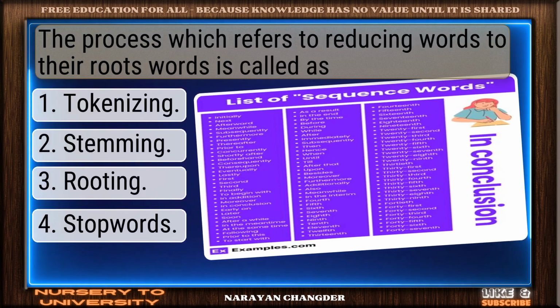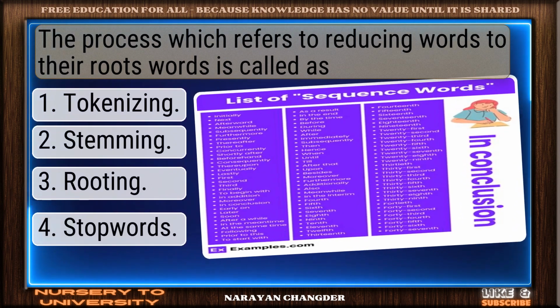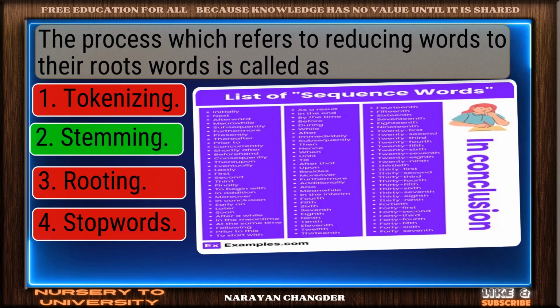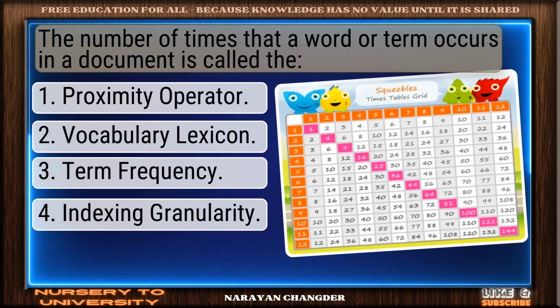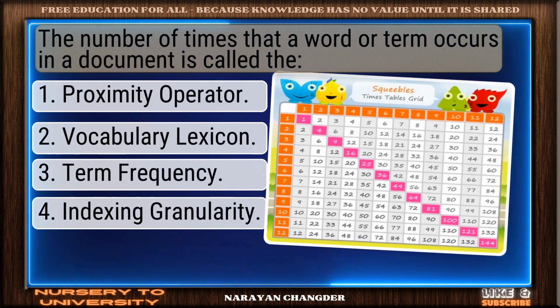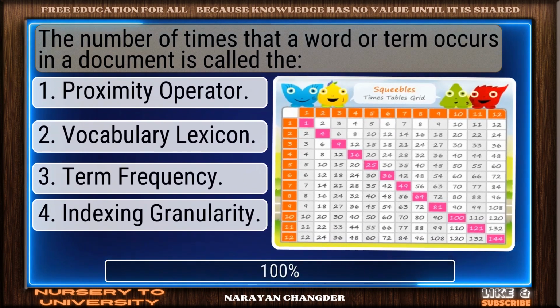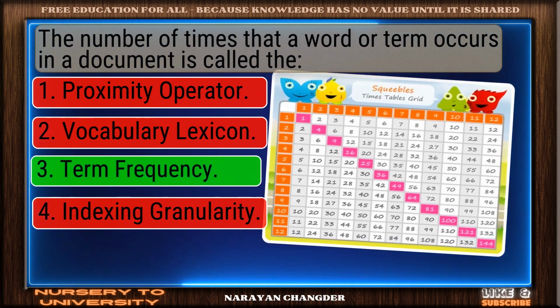The process which refers to reducing words to their root words is called as. Well done. Stemming is the right choice. The number of times that a word or term occurs in a document is called the. Nice selection. Term frequency is the correct and valid answer.